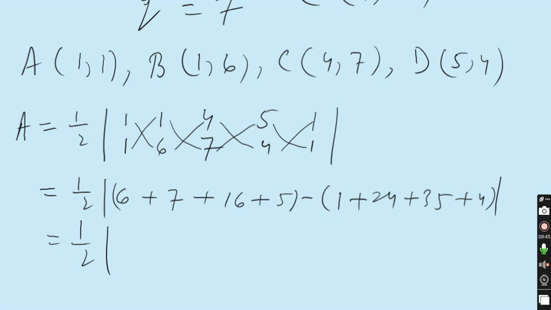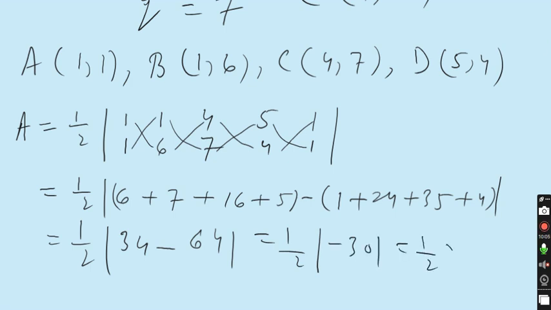So 6 plus 7 plus 16 plus 5 is 34, minus 1 plus 24 plus 35 plus 4 is 64. 34 minus 64 is minus 30. 1 upon 2 times minus 30 becomes plus 30 with the modulus, and half of 30 is 15. This is the area of the kite. The answer is 15 square units.